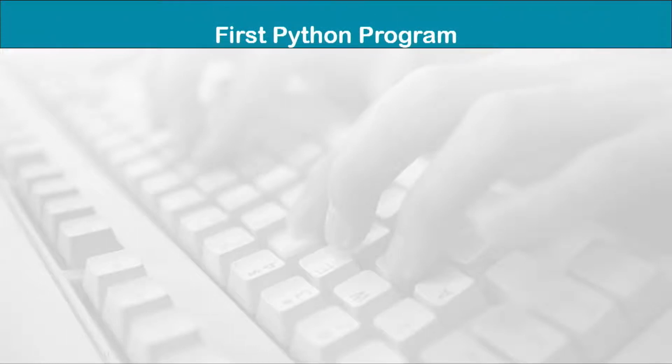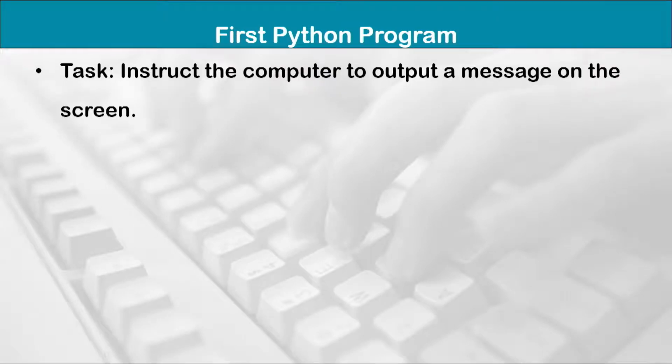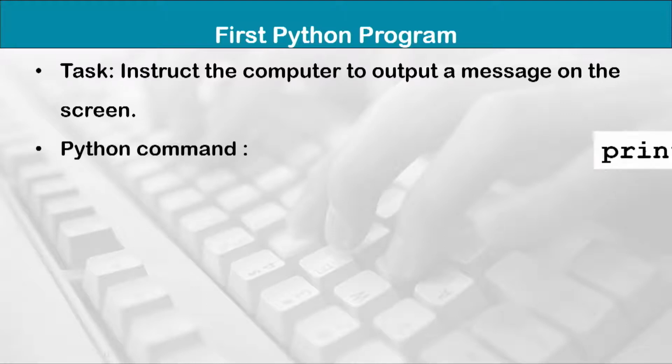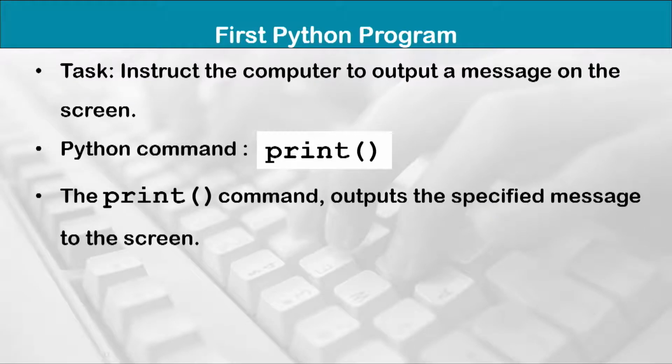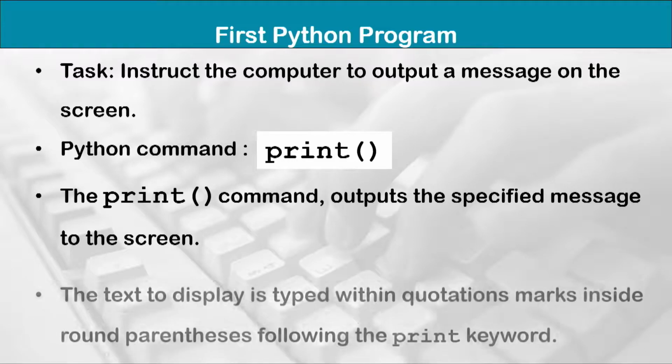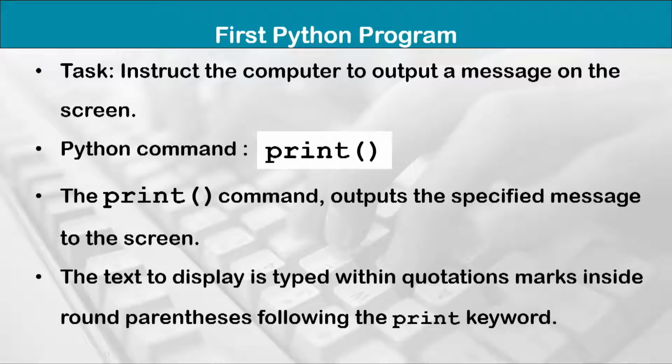Let us write our first Python program. The task to perform is to tell the computer to display a text message on the screen. For this, you are going to use a Python command called print. The print command shows a specific message on the screen. The message to be displayed is typed within quotation marks, inside round parentheses following the print keyword.